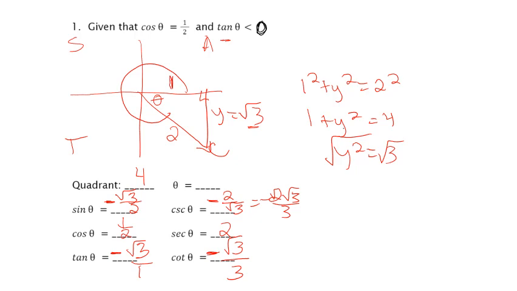So we know our only positive one is going to be cosine. And then if I wanted to find the angle, hopefully we recognize this is a 30, 60, 90 triangle. And so if I do 360 minus 60, this is a 300-degree angle.